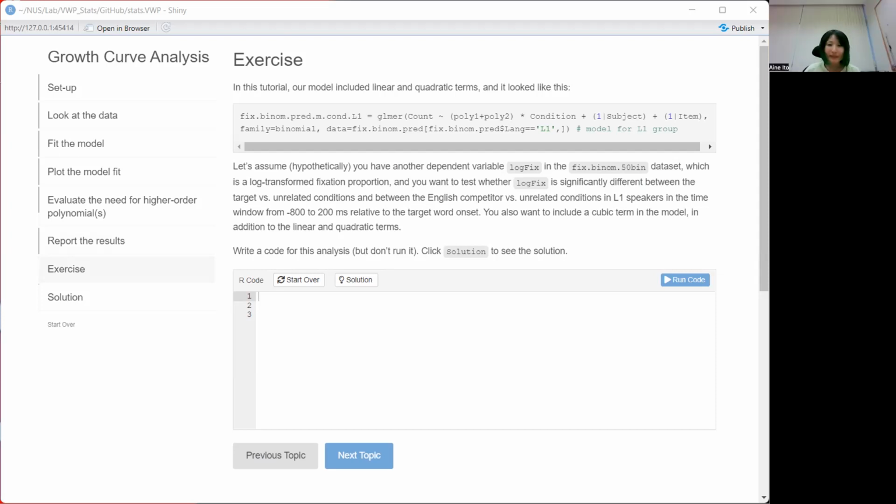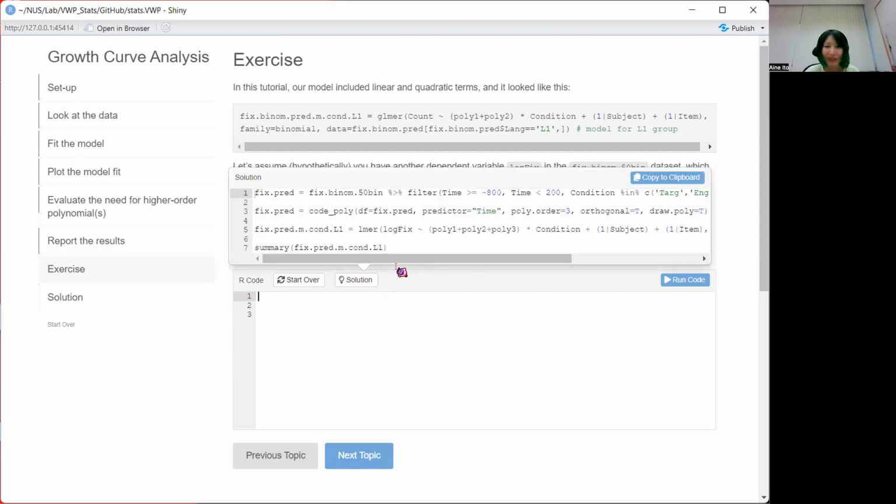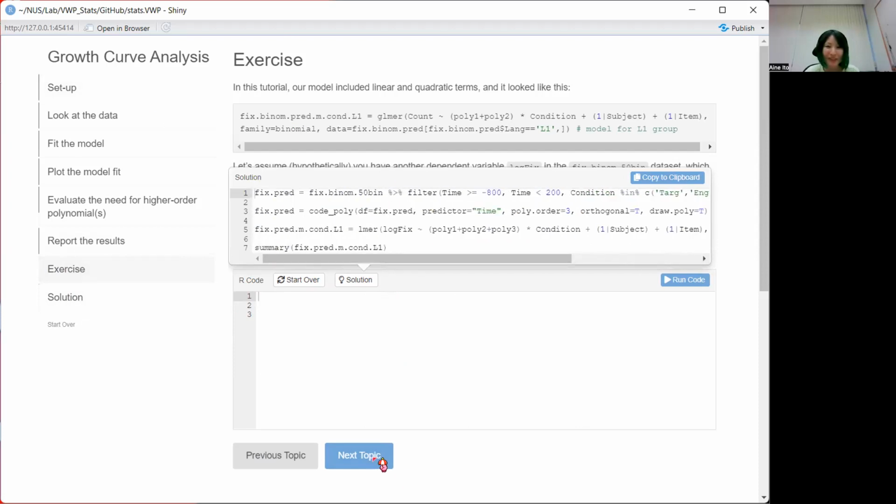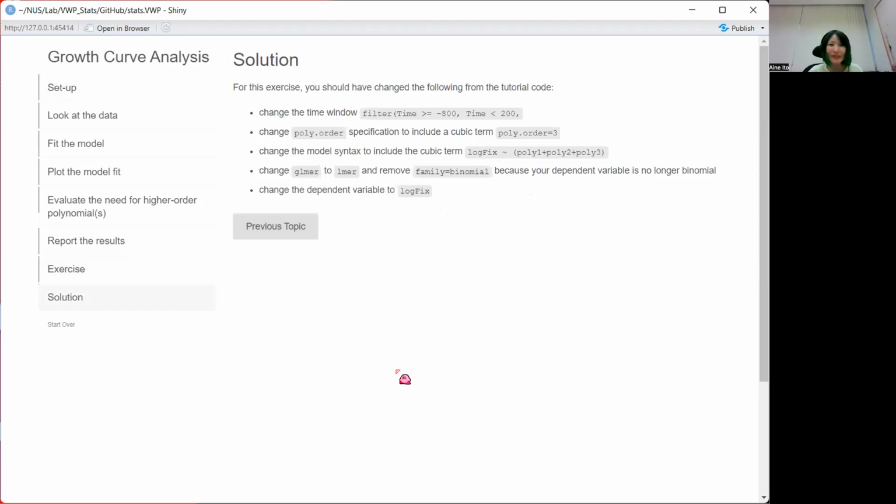Okay. Then, if you have written this and click on the solution, you can see the solution here. Perhaps go to the solution tab to see which parts you should have changed to run this code. First, you want to change the time window. The original data used was from -800 milliseconds to 0, so you change the time from -800 to 200 milliseconds.